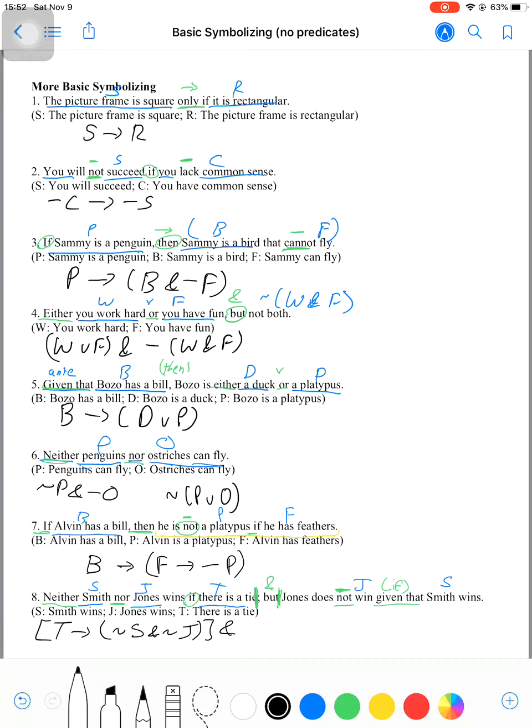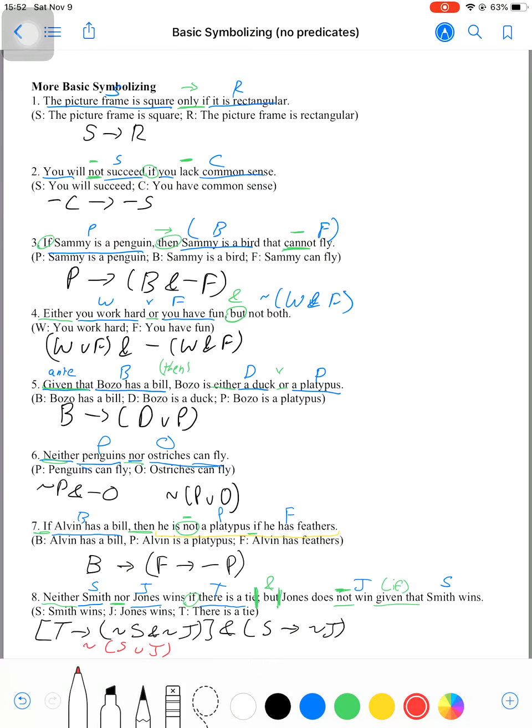And then all of this is added together with, given that Smith wins, then not J. So there would have been another way to write this one. Specifically under this, you could have actually written not S or J, and then everything else would have been the same.